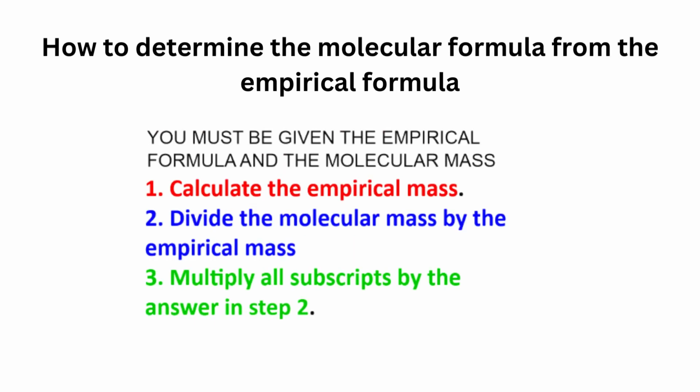How to determine the molecular formula from the empirical formula? You must be given the empirical formula and the molecular mass. Calculate the empirical mass. Divide the molecular mass by the empirical mass. Multiply all subscripts by the answer in step 2.